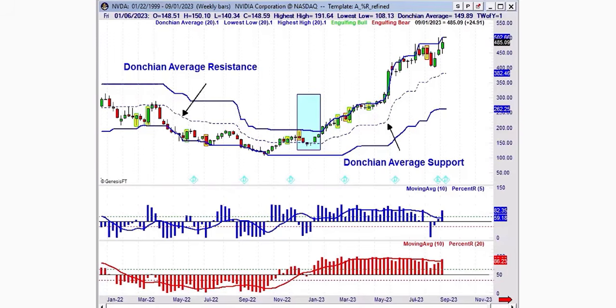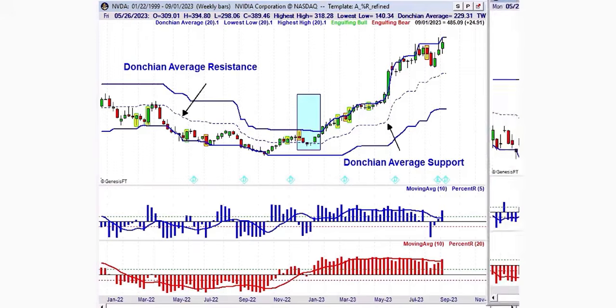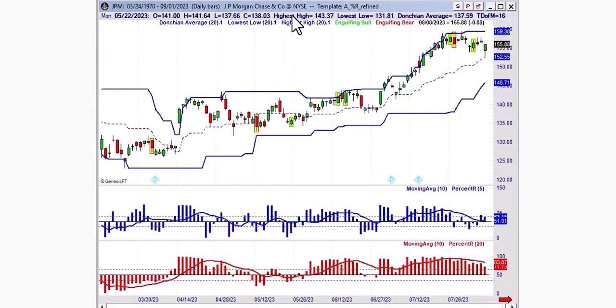Okay, so let's look at some more examples. Again, the Donchian average is a great place to look for reversals in price. So here, this is a JP Morgan price chart. This is a daily price chart. And again, notice the Donchian average.